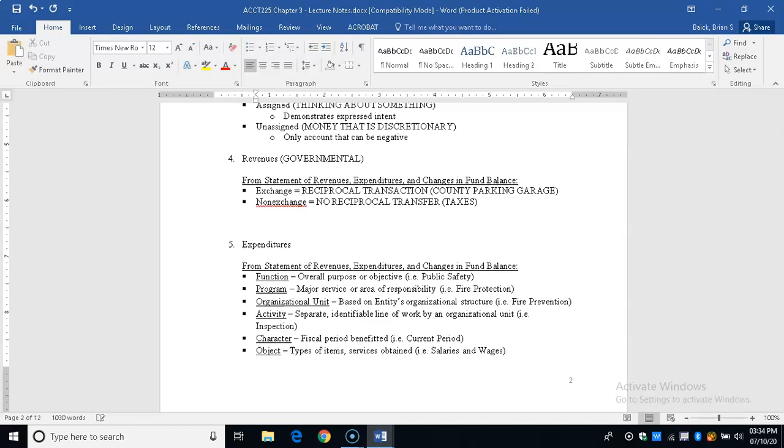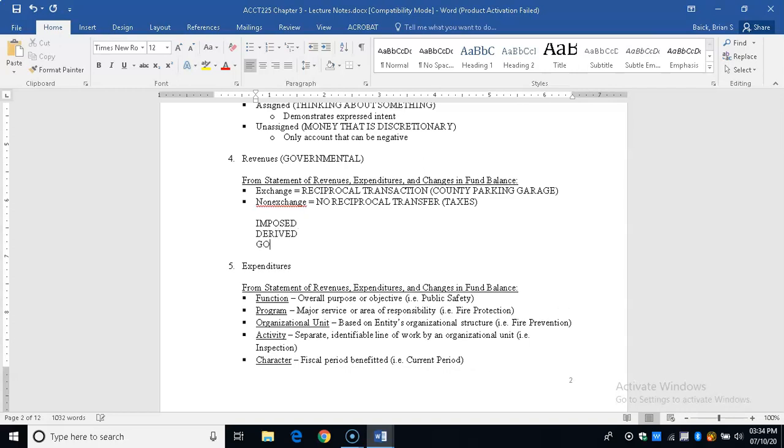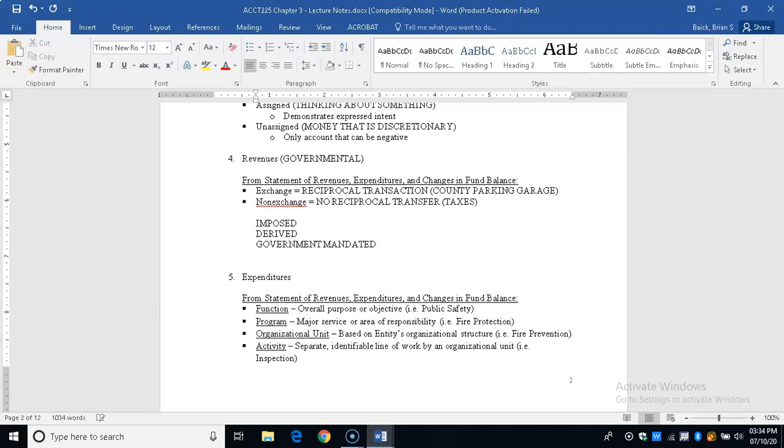Only the government can have non-exchange revenue. And there's 4 kinds of non-exchange revenue. There's imposed, derived, government mandated, and voluntary. Let's go over each of these together.